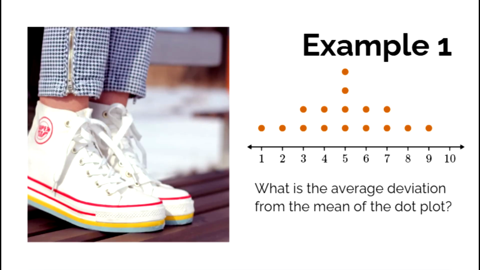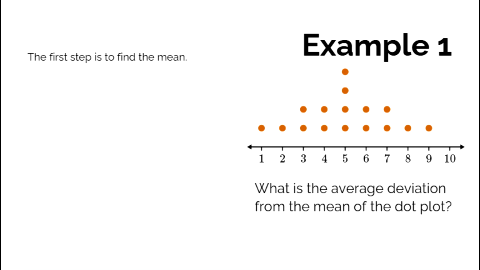Okay, here's example number 1. What is the average deviation from the mean of the dot plot? So the first step is to find the mean. It's the hard way. It's counting all the points and then dividing by the number of points.